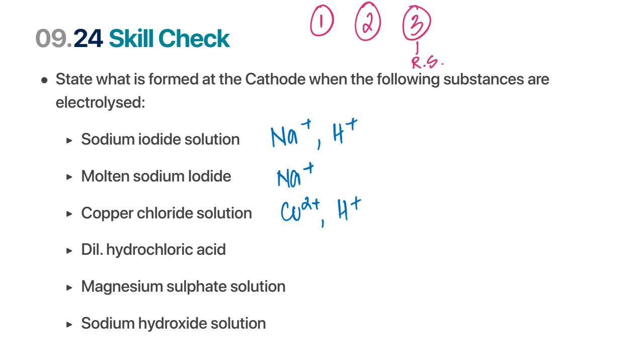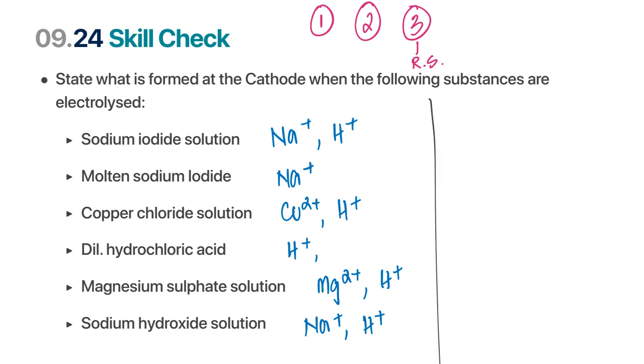Okay, dilute hydrochloric acid. Well, it's just H+ because there are no other cations. HCl will produce H+ ions and water will also produce H+ ions. There's only one. Magnesium sulfate solution will have magnesium ions and H+ ions. And the sodium solution again will have these two ions. Okay, let's figure out what's going to discharge and what the product's going to be.